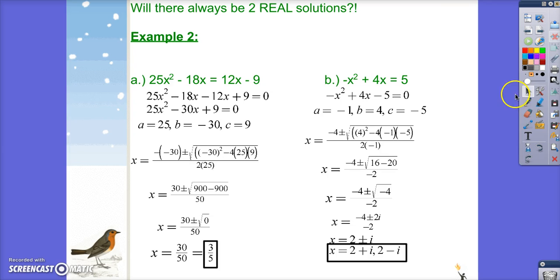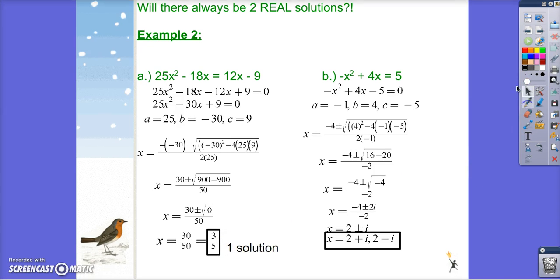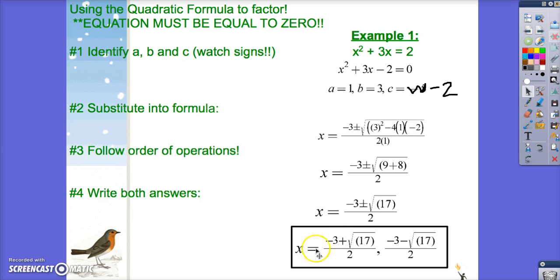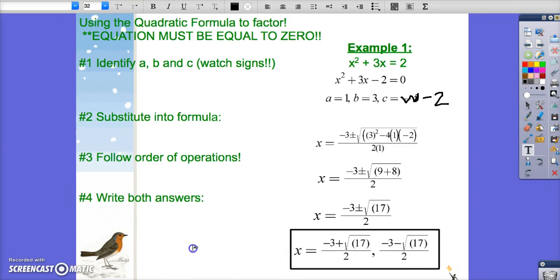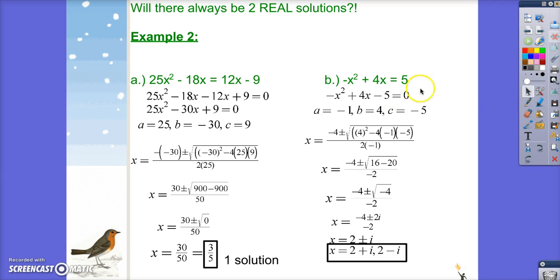How many solutions is this? This is one solution, right? So let me go back for a second. If you look here, we had two solutions, right? 1, 2. Here's a case where we have 1. So there's not always going to be two real solutions. We'll take a look at that in a minute.